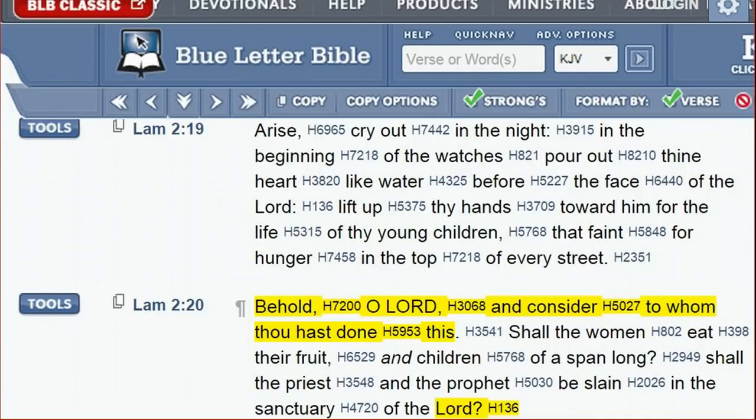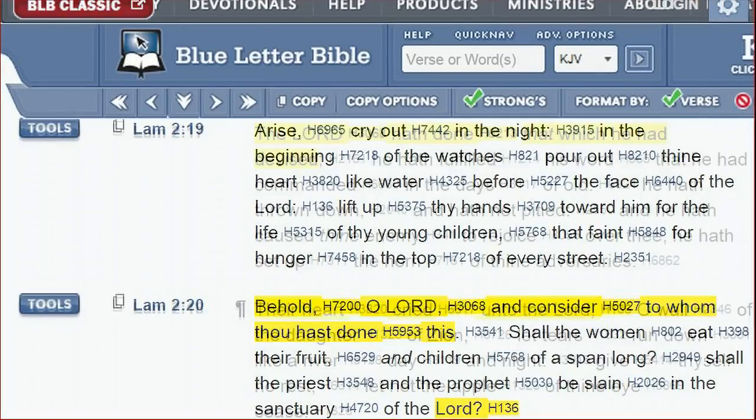Because we know that the word eat means use, and the fruit is the reward of the shaft. We just looked at that. It's a reference to Genesis 3. So it's saying, should the Ishah use the reward of the shaft and have children for a long time? Shall the priest and the prophet be slain in the sanctuary of the Adonai?